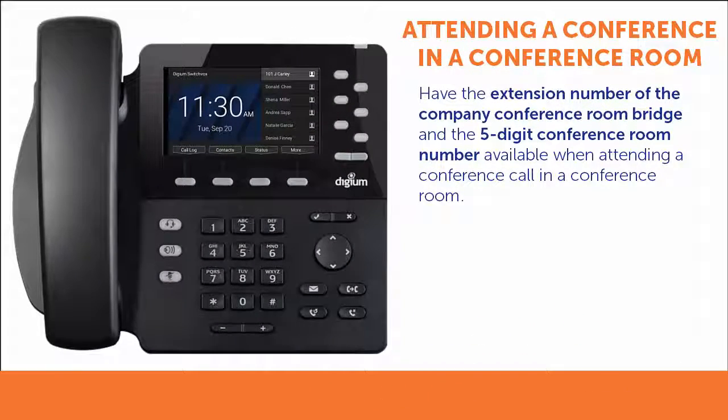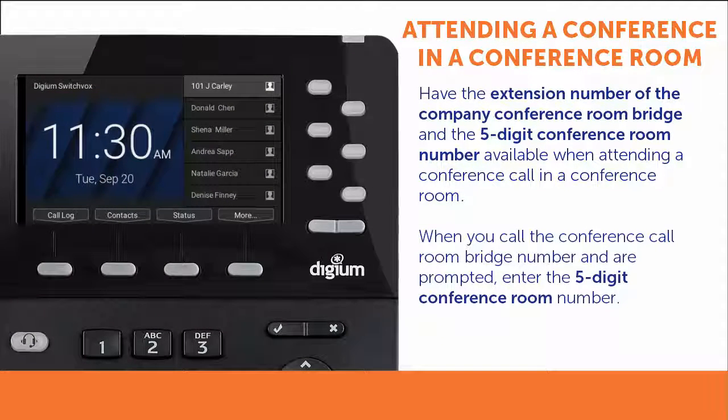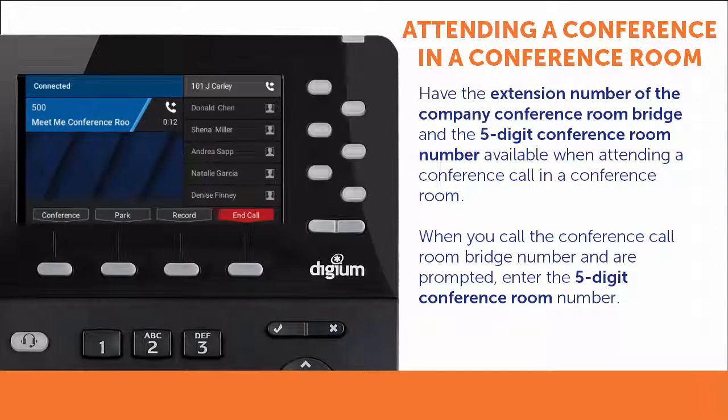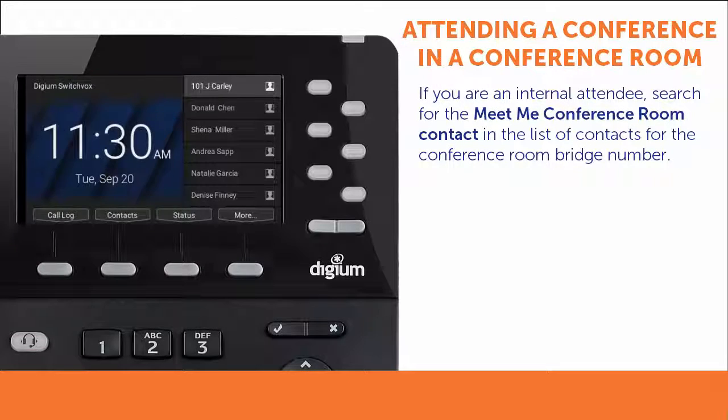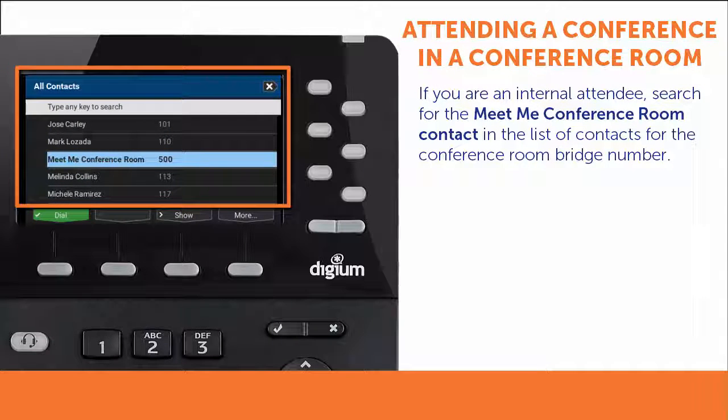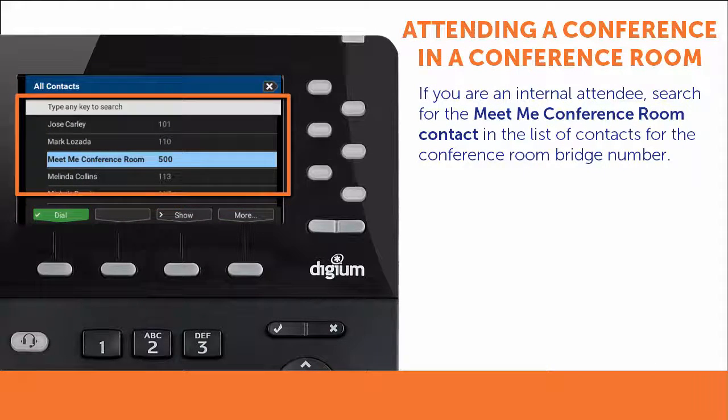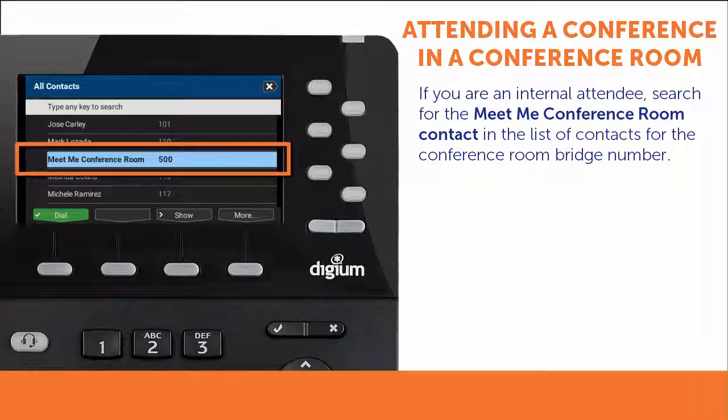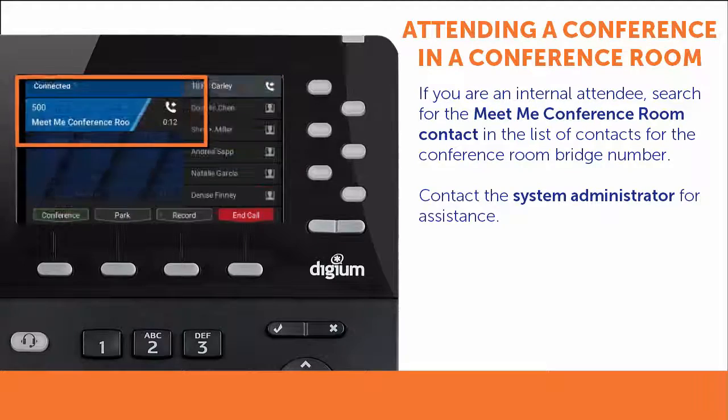To attend a conference call in a conference room, be sure to have handy the extension number of the company conference room bridge and the 5-digit conference room number that were provided to you. When you call the conference room bridge number, enter the 5-digit conference room number when prompted. Internal attendees can search for the conference room bridge number in the Contacts application under the Meet Me Conference Room contact, or contact the system administrator for assistance.